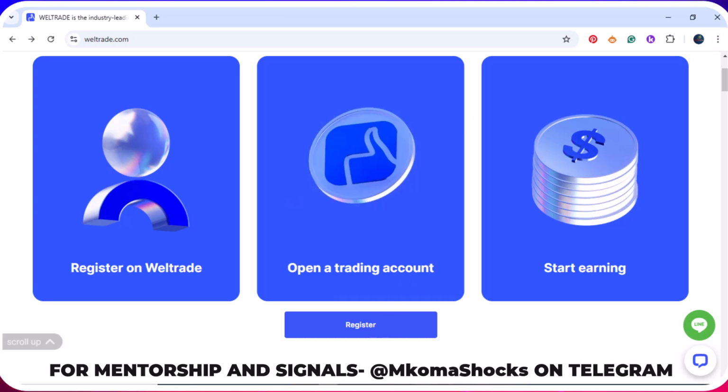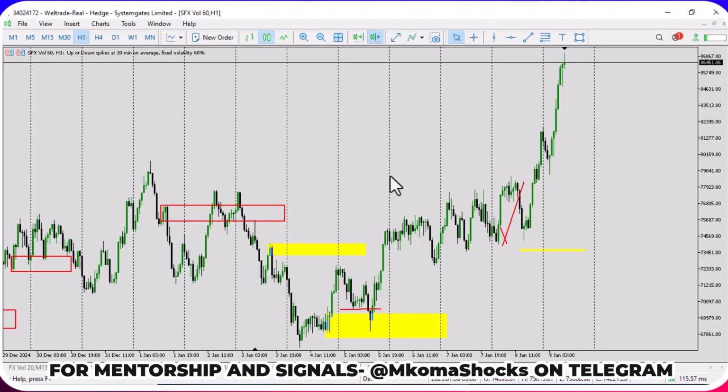After doing that, you are going to see a platform that looks like this. After you link your account to your MT5, this is how it's going to look. If you don't know how to link this account, get in touch with me and I'll help you do this very thing. With that being said and out of the way, let's talk about what you are going to trade and how you are going to be trading it.